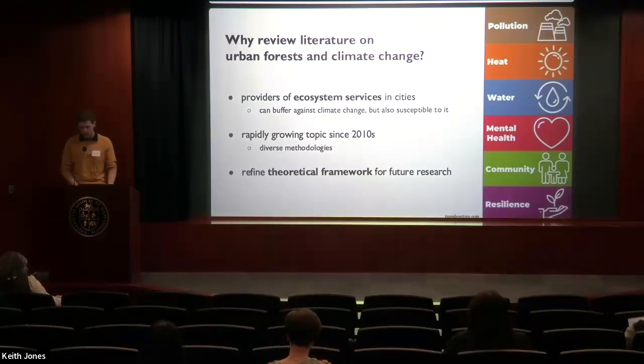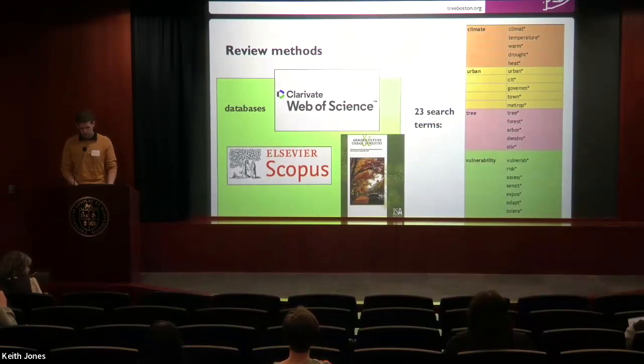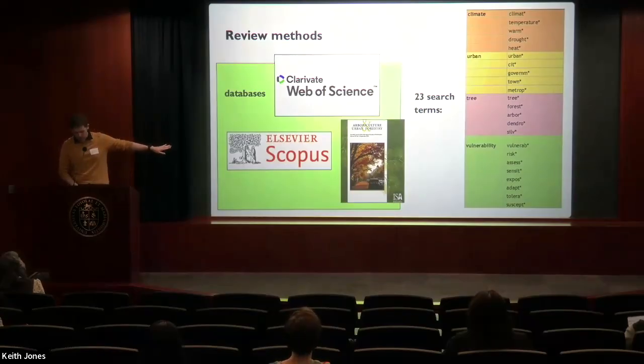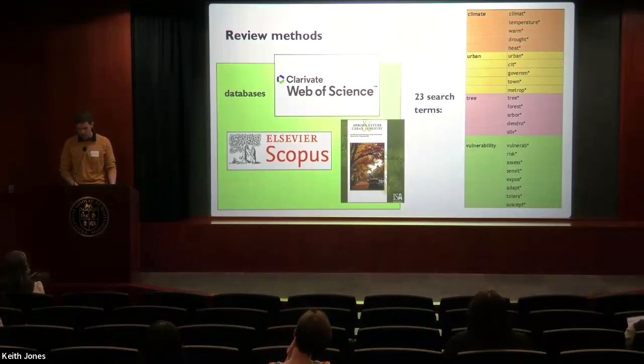So here's how we went about this. To find pertinent peer-reviewed studies on this topic, we performed a standardized search in Web of Science and Scopus, using the search terms that we determined beforehand. So as long as any paper contained at least one term from each of these colored boxes, it would show up in our search. And we also did a manual search of some arboricultural journals that are not regularly indexed in these, especially some older issues, for relevant studies.